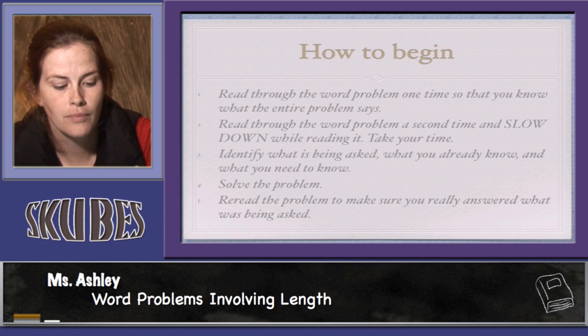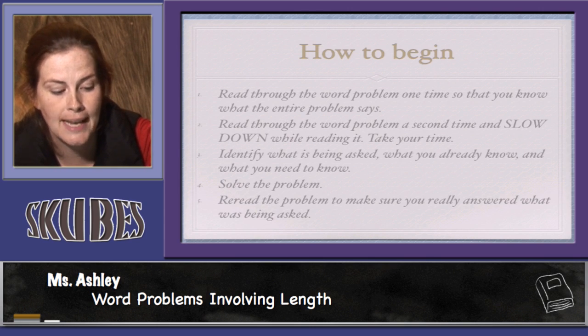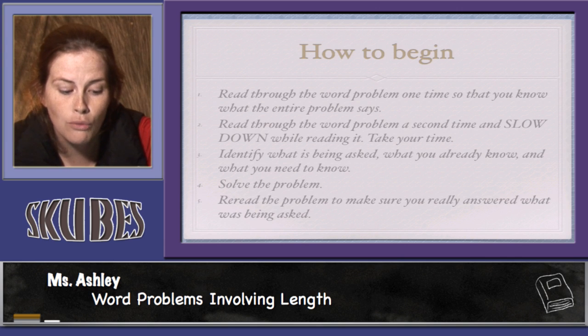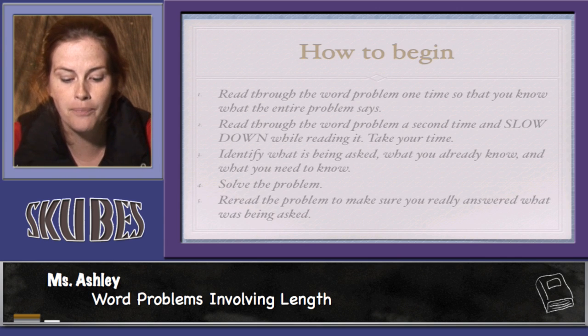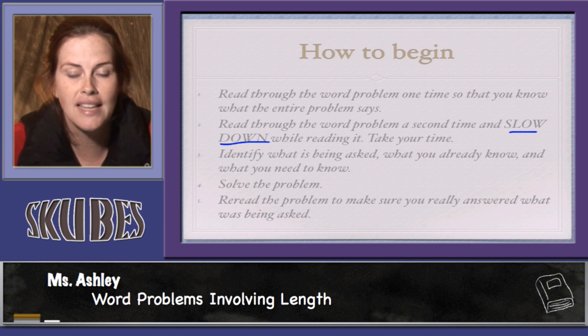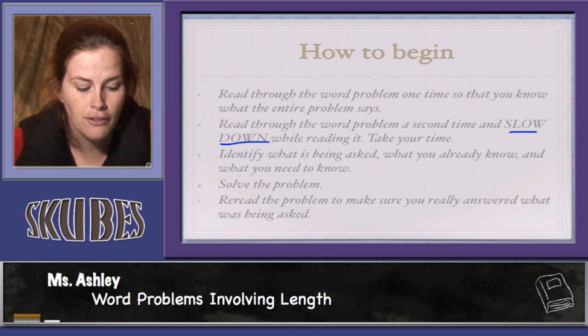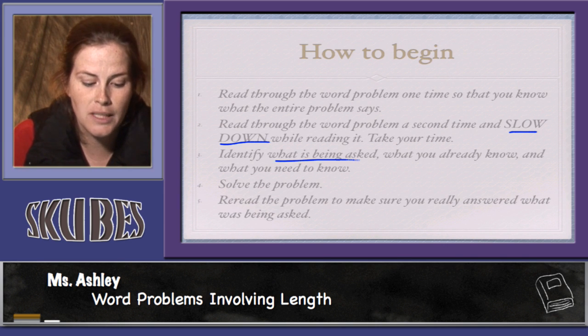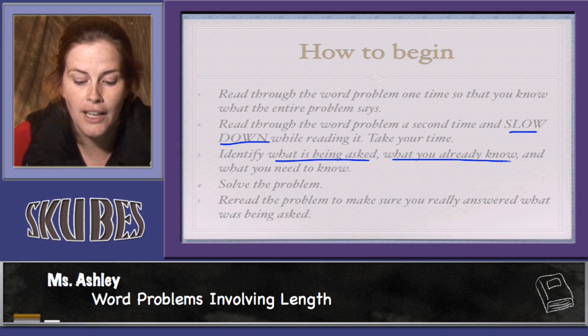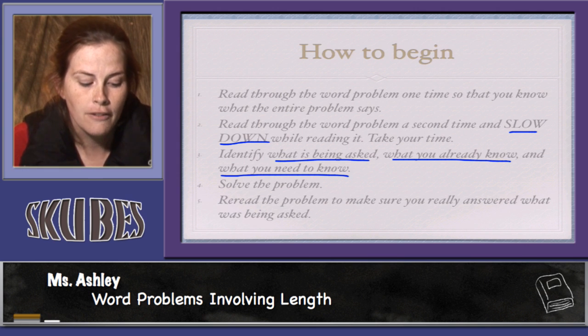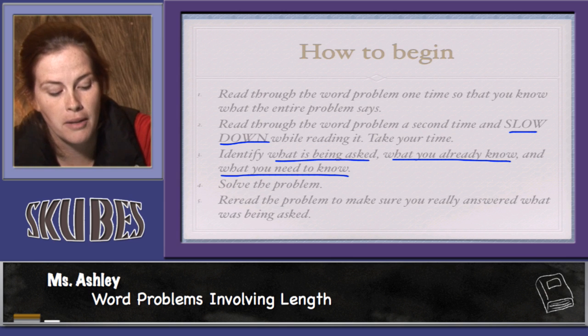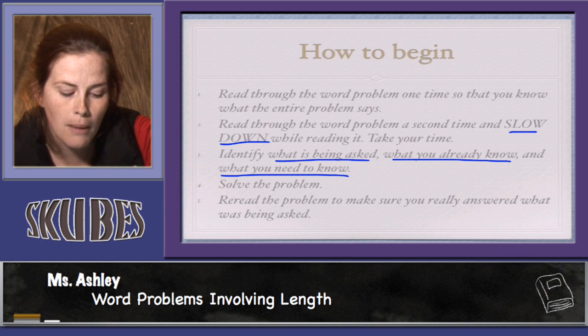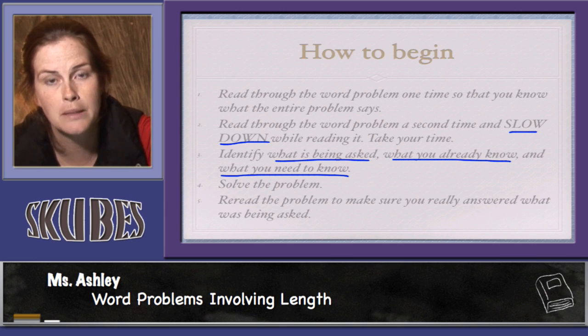How to begin. Read through the word problem one time so that you know what the entire problem says. Next, we read through the word problem a second time and slow down while reading it. Take your time. After this, you need to identify what is being asked, what you already know, and what you need to know. The fourth step is to just solve the problem. And finally, reread the problem to make sure you really answered what was being asked.